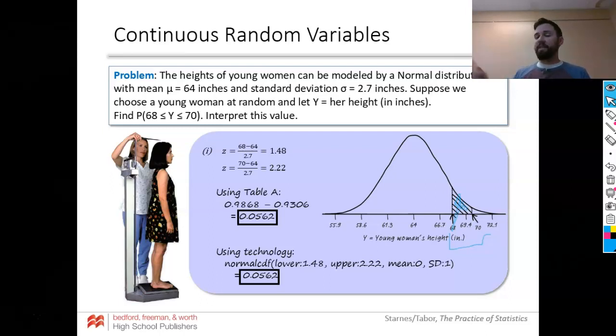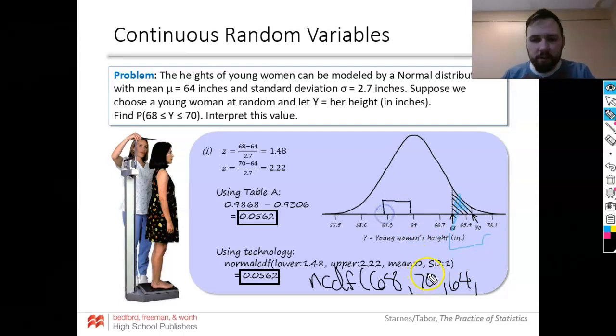Now, I wouldn't have done it the way that they did it. I would have done it the possibly cheating way. I would have done my normal CDF. I would have plugged in 68, 70. My mean was 64. And my standard deviation was 2.7, right? And I would have gotten the same answer. You can do it either way. You can find the z-scores, use table. You can find z-scores and use normal CDF. Or you can do normal CDF and use the actual data.